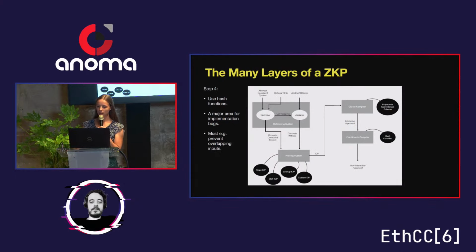The final layer is applying hash functions. This, I would say, is a very major area for implementation bugs. For example, it's very important to avoid the situation where you have overlapping inputs, which is something that comes up quite frequently. So this, again, is an area where we want to be very careful and very precise about what we tell developers to implement.